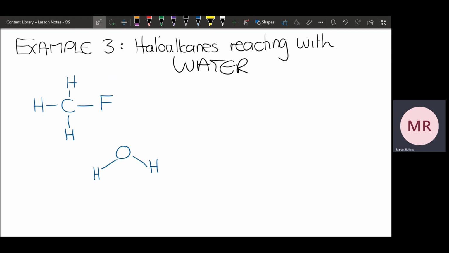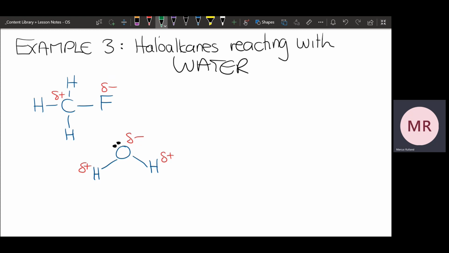Okay, so you should have done a whole bunch of stuff here. You should have marked on the partial charges. So did you remember that? Carbon's delta plus because the fluorine's delta minus, and the oxygen is delta minus because the hydrogens are delta plus. So this is another situation where we don't have an ionic charge on our attacker. It is negative, the oxygen, but not an ionically negative charge. And the oxygen has two lone pairs. We only need to draw one.